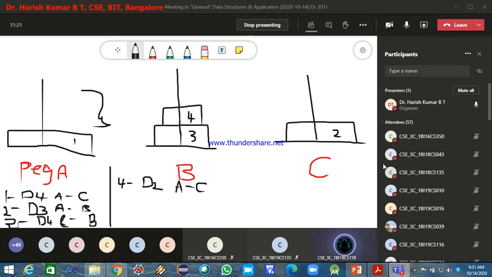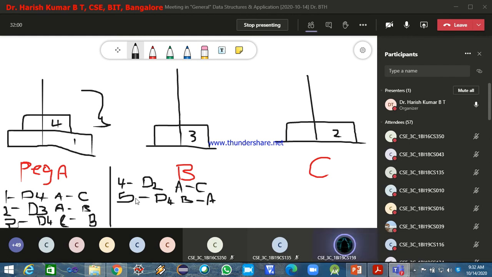Sir, disk 4 from B to A. So in the fifth move, D4 from B to A. Okay, I'll erase this now. So D4 is placed here. And next one.